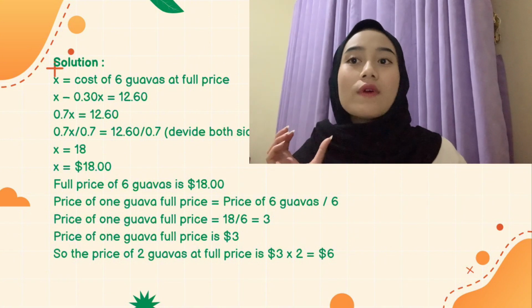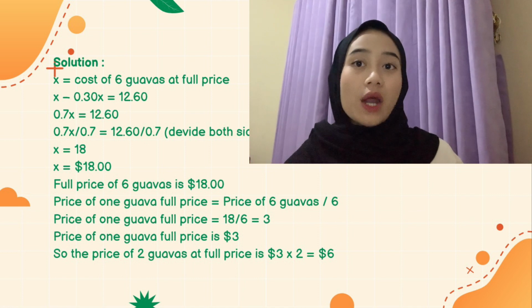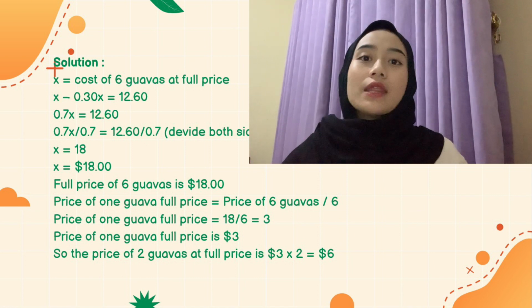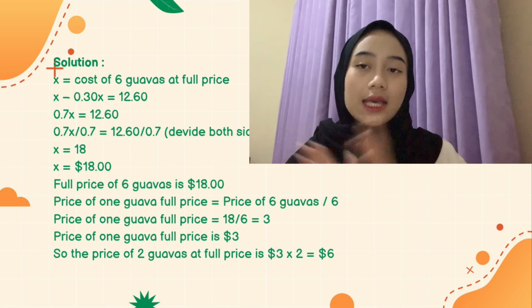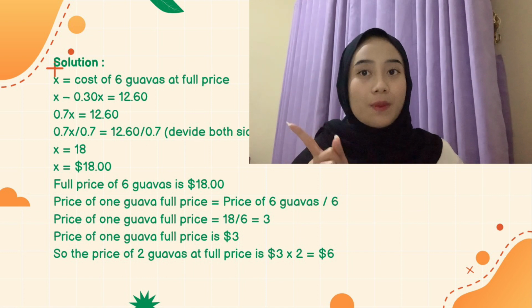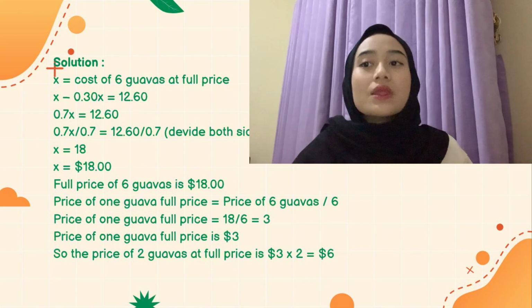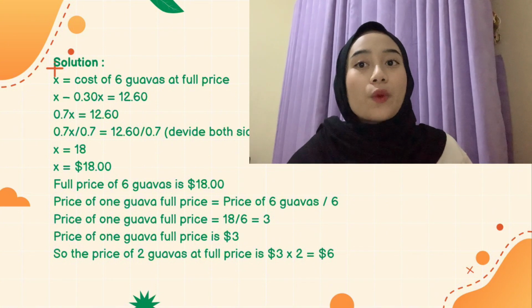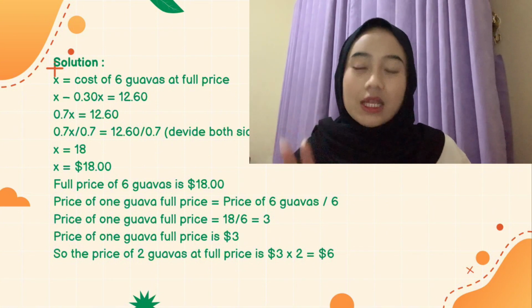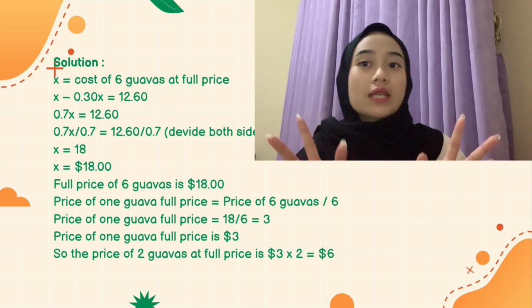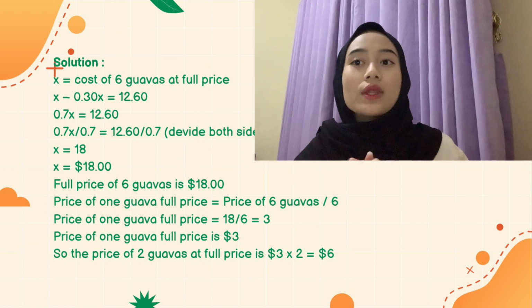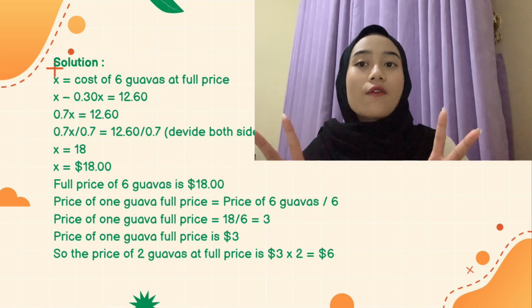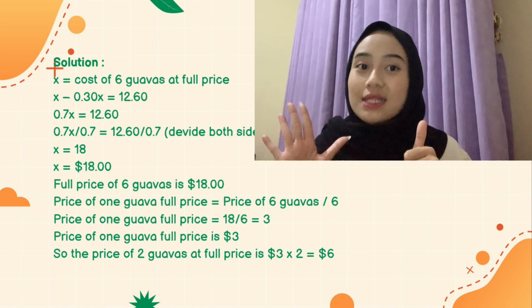The full price of 1 guava is the price of 6 guavas divided by 6. So the price of 1 guava at full price is 18 divided by 6 equals 3. The price of 1 guava at full price is $3. So the price of 2 guavas at full price is $3 times 2. So the price of 2 guavas at full price is $6.